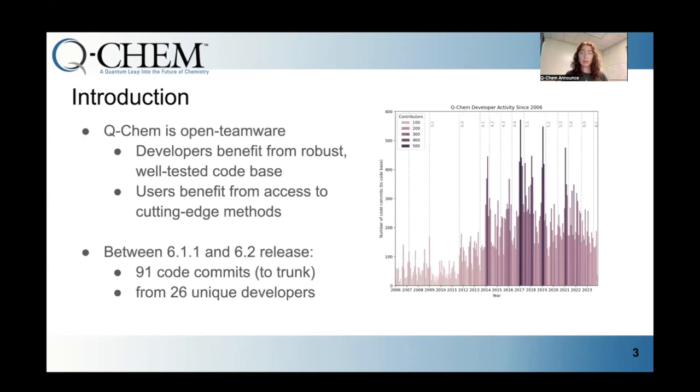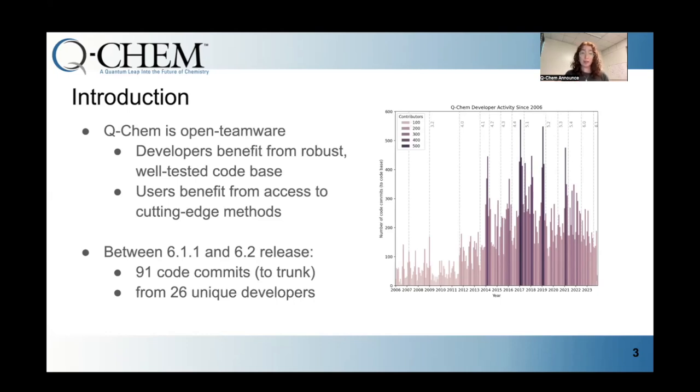Just as a quick introduction, Q-Chem, as most of you are probably aware, is an ab initio computational chemistry software package used to model molecular systems. It is an open-teamware package, which means that it's a commercial software package, but we also have academic groups from across the globe who have access to our source code and are able to contribute new features and bug fixes. If they have a feature that they want to see implemented, they can implement that themselves, which is really cool.